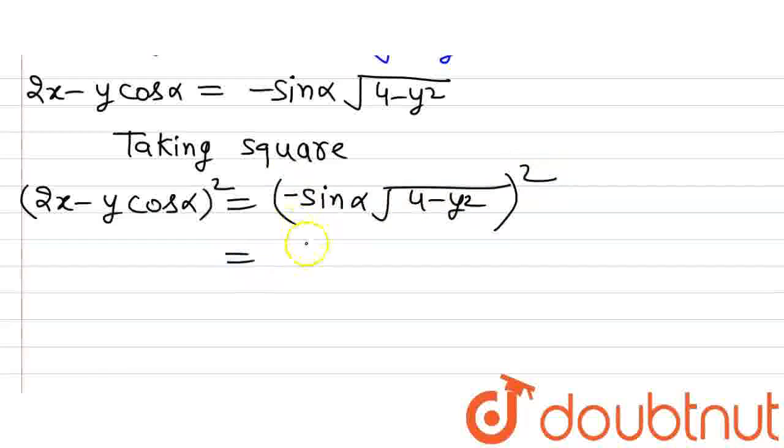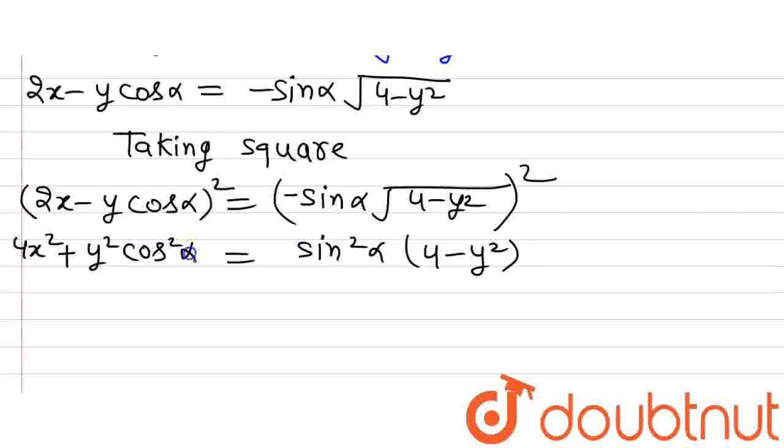So this will give us sin square alpha into 4 minus y square, and from here we will have a minus b raised to the power 2. So 2x raised to the power 2 will give us 4x square, plus b raised to the power 2, that is y cos alpha raised to the power 2 will give us y square cos square alpha, minus 2ab. So 2ab, that means a is 2x and b is y cos alpha, so 2ab will give us minus 4xy cos alpha.